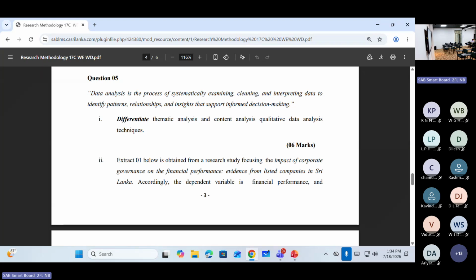Thematic analysis. Again, identify, analyze. Identify and then analyze. What you are going to analyze? Identify, analyze, and third one, interpret. What you are going to interpret and analyze? Themes or patterns.